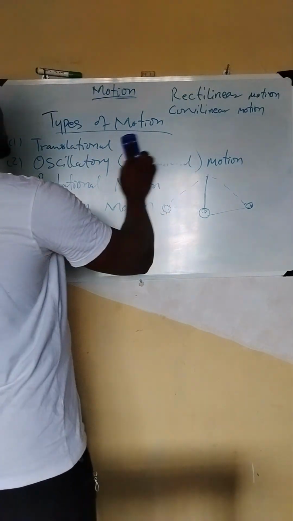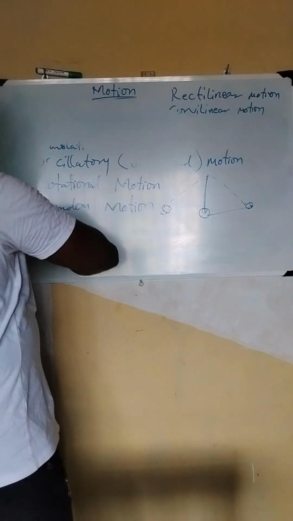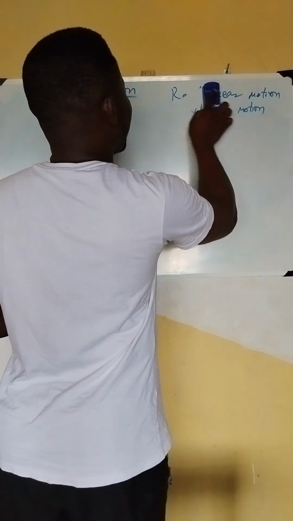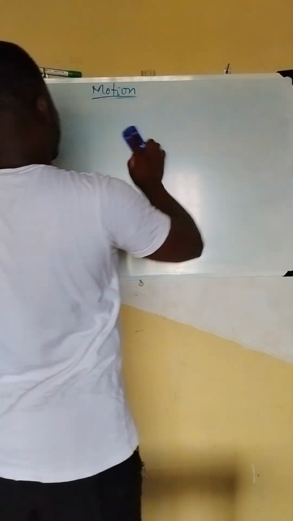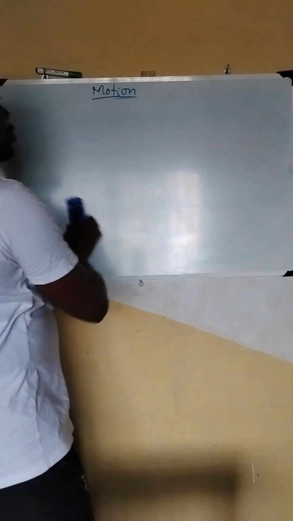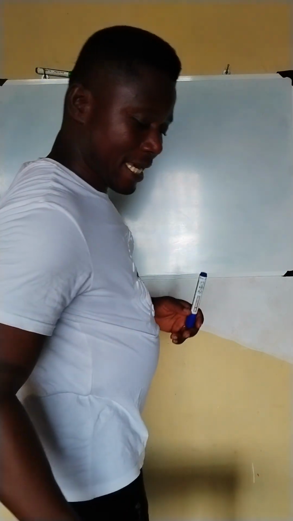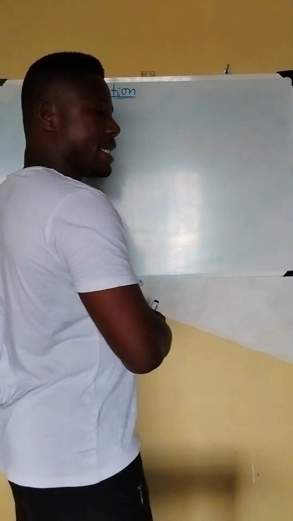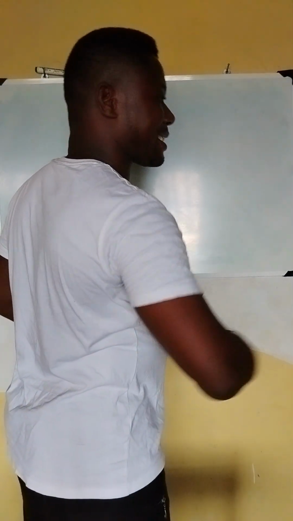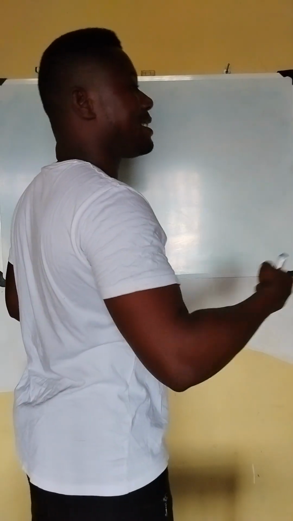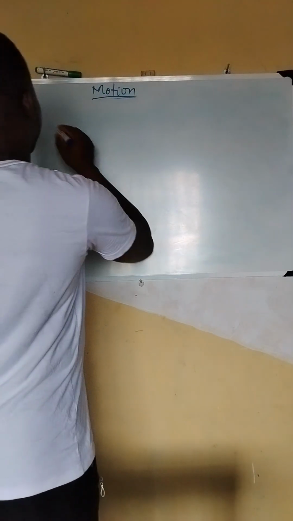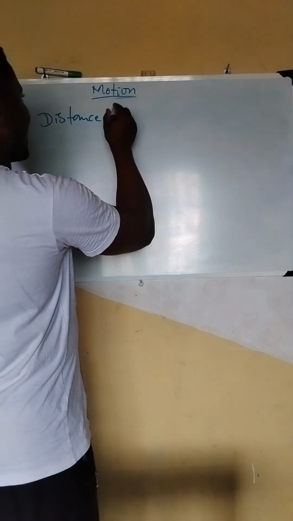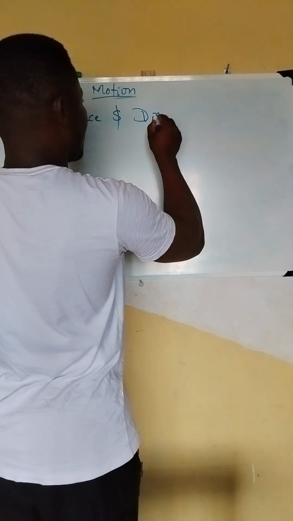All right, in the study of motion, there are other things to consider, because we defined motion as the change in position of an object with time. So when there is a change in position, that means an object covers a particular distance. So we are going to consider distance and displacement.